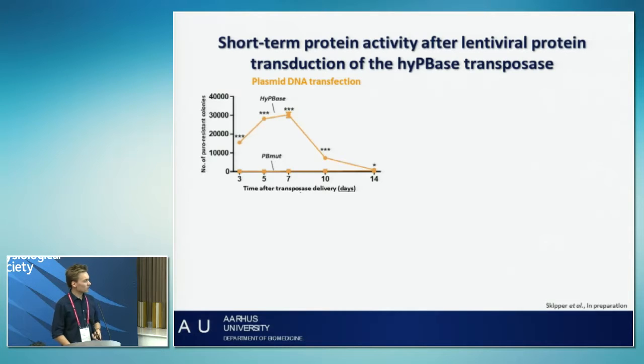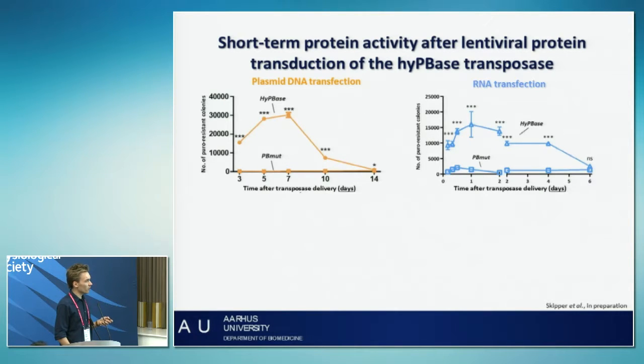So if we first take a look at how it looked after plasmid delivery, for the first days we could see a massive amount of enzyme activity. And to our surprise, the activity lasted for almost 2 weeks before we were down to background levels of enzyme activity. And when we looked at in vitro transcribed mRNA, again, we had very high activity for the first couple of days, and as compared to the DNA transfection, the window of activity was shorter, but still the activity lasted. We were able to detect enzyme activity for nearly a week.